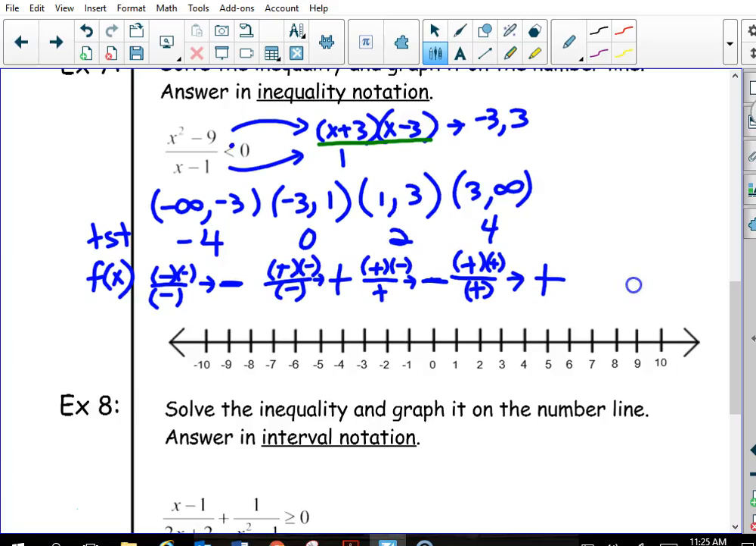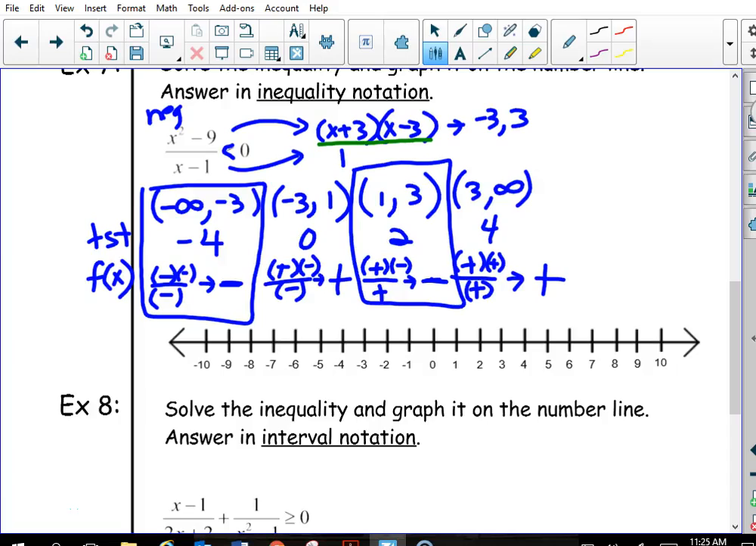So our question is asking, where is this less than 0? Where is it negative? That is going to be here and here. And in inequality notation, that's going to be x is less than -3, or x is between 3 and 1.